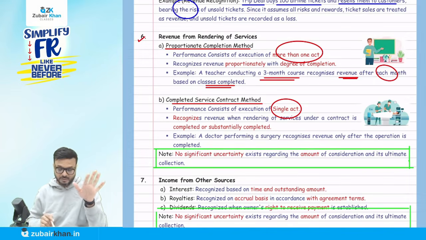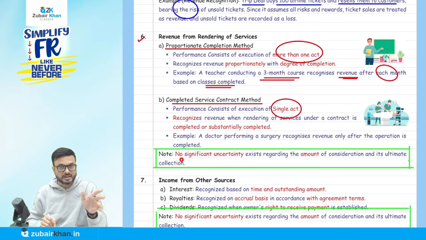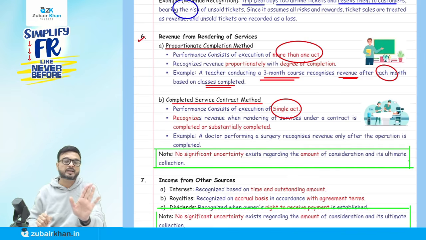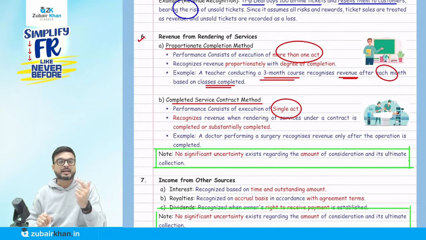Again, the same point is a common point in sale of goods and rendering of services: no significant uncertainty exists regarding the amount of consideration and the ultimate collection. That is, we are going to recover the amount, and we know how much amount we are to recover.